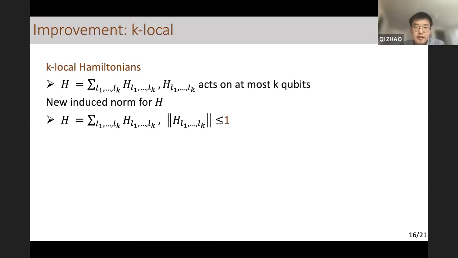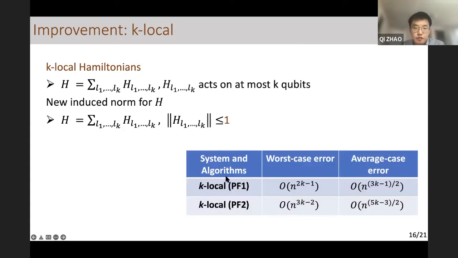If the spectral norm of all the terms is bounded by 1, then we find that for the k-local Hamiltonian, for the first order and second order product formula methods, the worst case error scaling is n to the power 2k minus 1 and n to the power 3k minus 2 respectively. But in our average case error analysis, we could have n to the power (k minus 1) over 2 scaling in both cases.